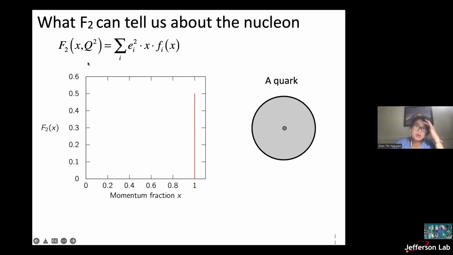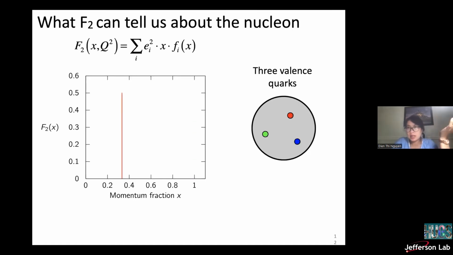Just to remind you, this is the F2 structure function. You can calculate it as a sum of the electric charge of the parton squared, multiplied by x and the parton distribution. That means the quark distribution and gluon distribution inside the nucleon. This is how F2 is formed and how it relates to information about the different partons inside the nucleon. In the simple picture with one quark, F2 is just a constant equal to 1.